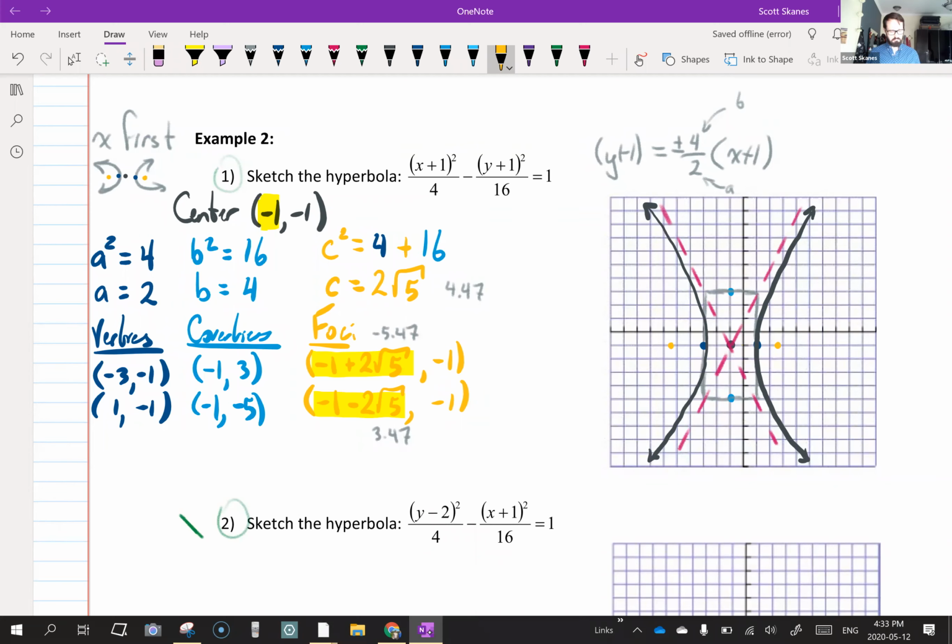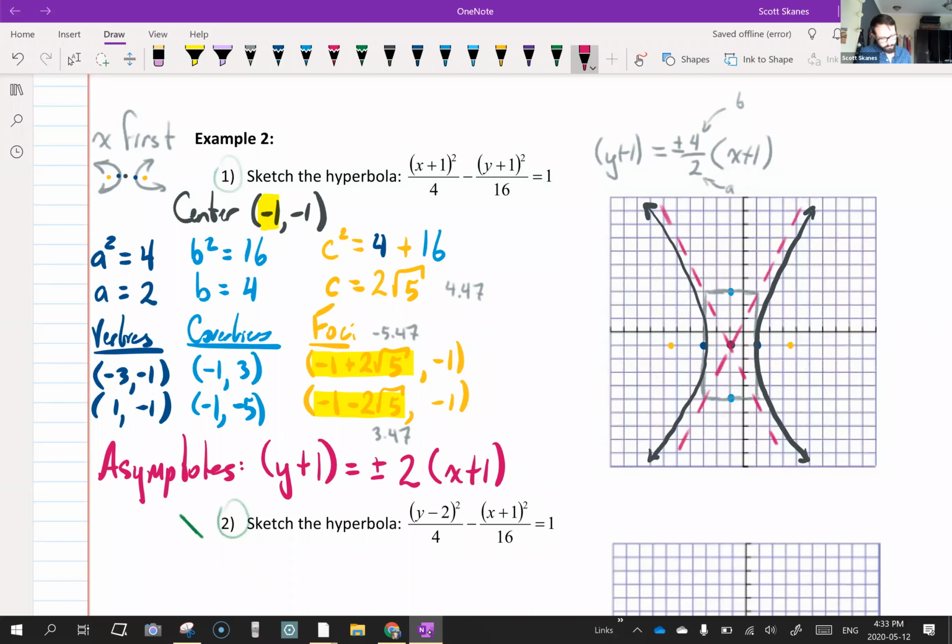Anyone see this take? Yeah, this one. There we go. I'll do the asymptotes and then I'll answer your question. So asymptotes, we already did above. The asymptotes are y plus 1, I took that from the top, equals, what's 4 over 2? Well, it's 2. So plus or minus 2, x plus 1.